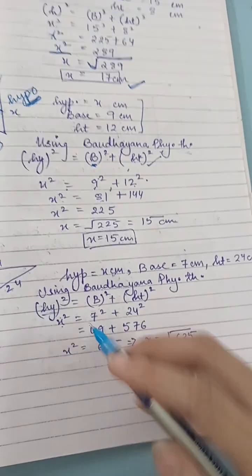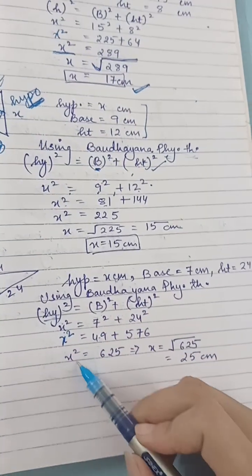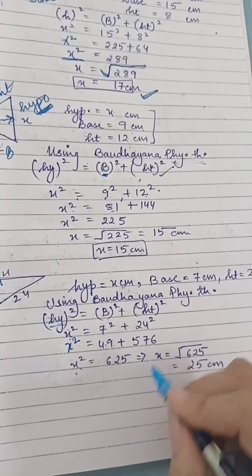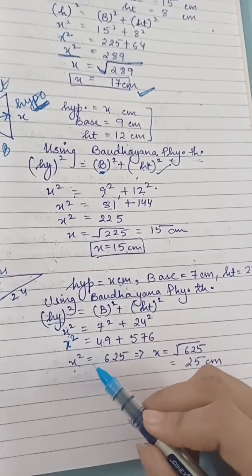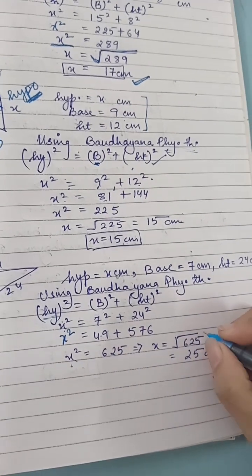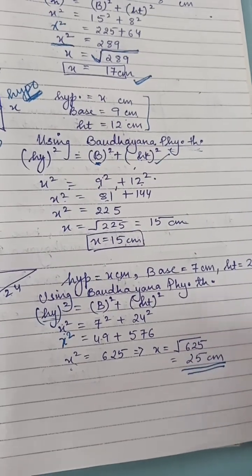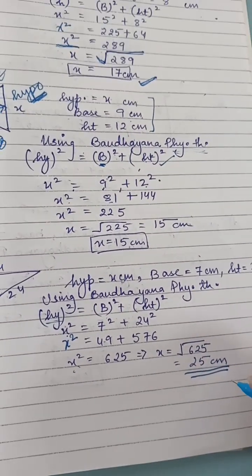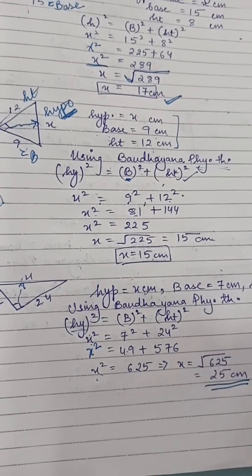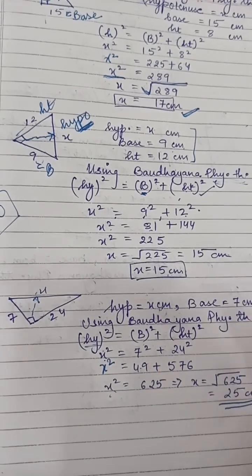7 square is 49, 24 square is 576. Now x square will be copied as it is. x square equals the sum of these, that is 625. This implies that on the left hand side it is square, coming to the right it will become square root. So what is the square root of 625? That is 25 centimeter. Don't forget to write the units also. I hope you understood this, and copy it in your fair classwork notebook. Got it?